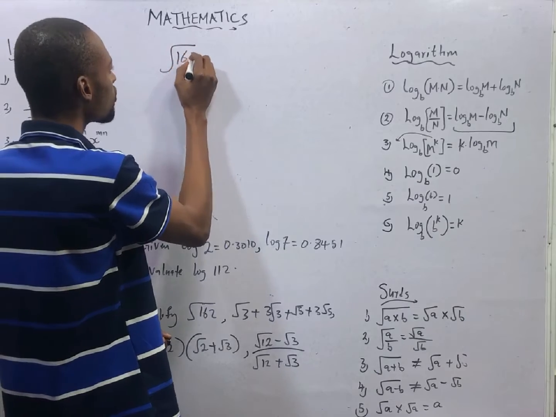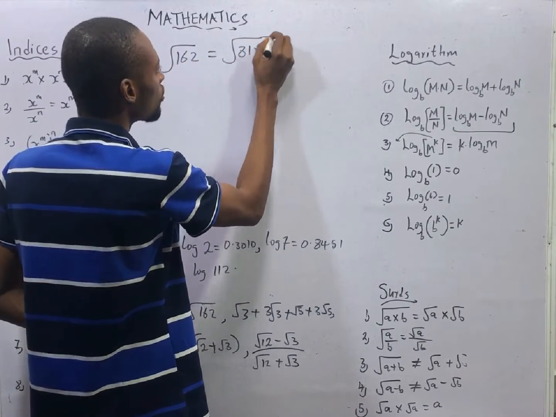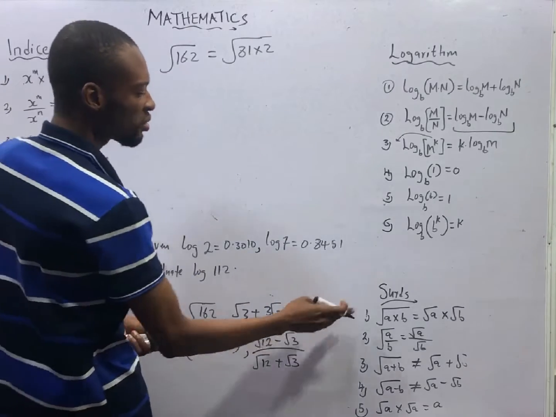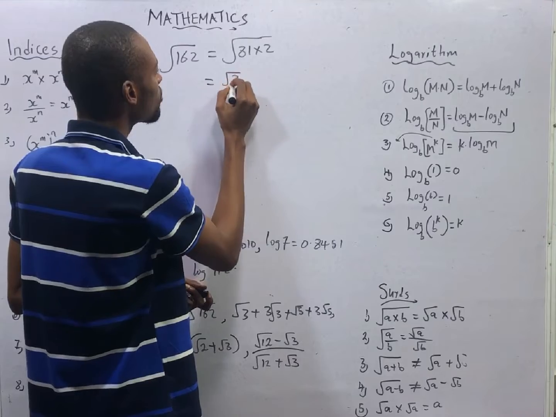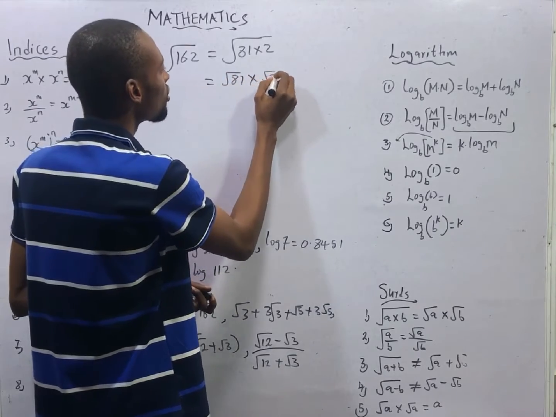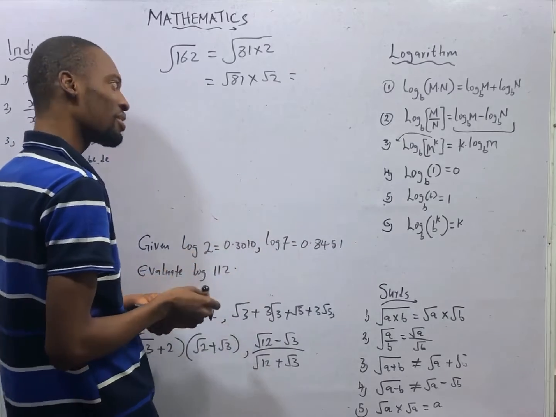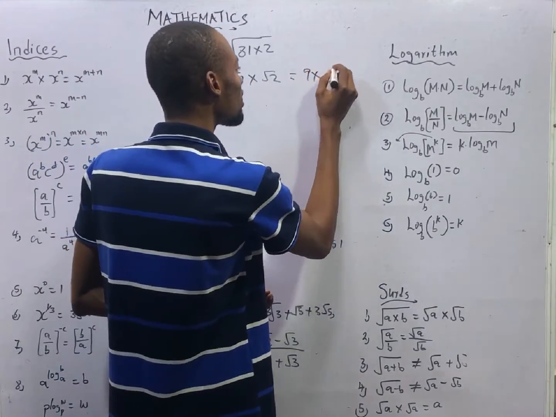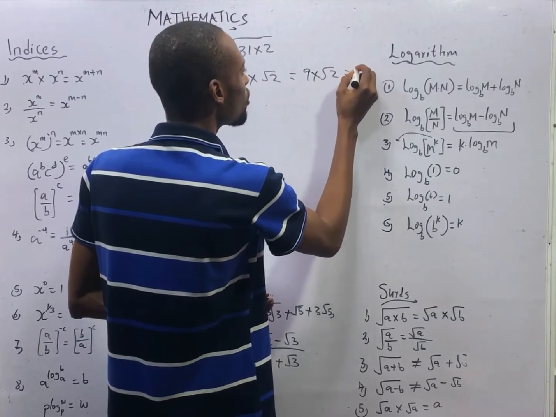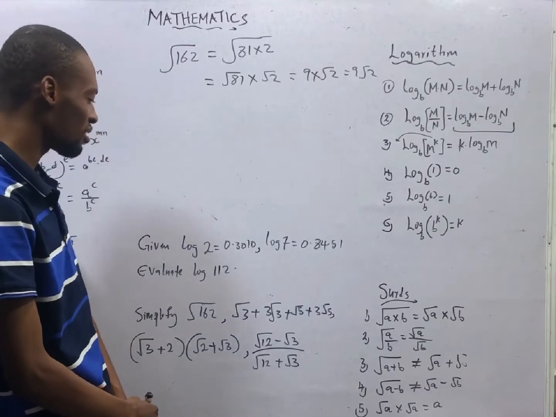Square root of 162 is the same thing as square root of 81 times 2. And according to the law of surds, this is the same thing as square root of 81 times square root of 2. And the square root of 81 is 9. So this is 9 times square root of 2, which is 9 root 2. So that is square root of 162.